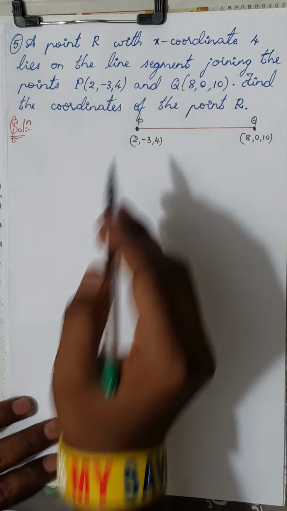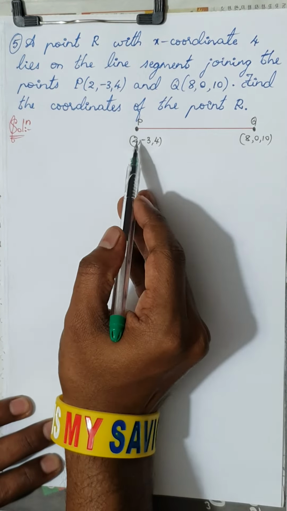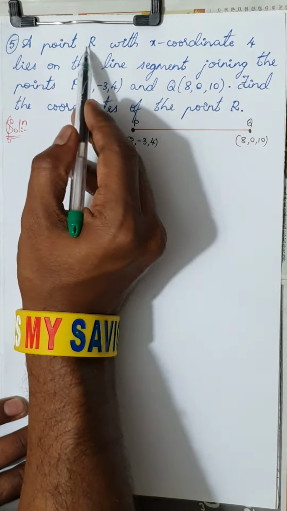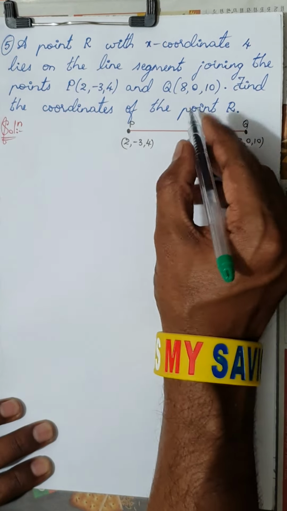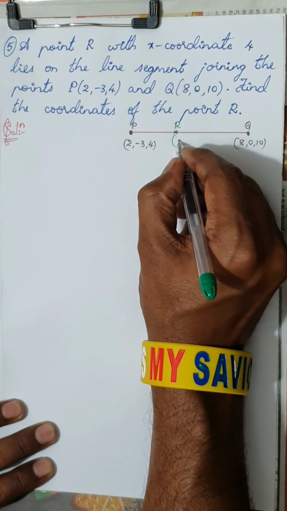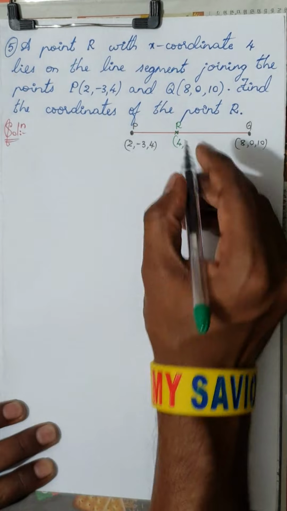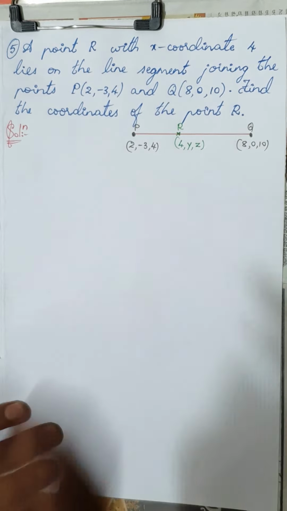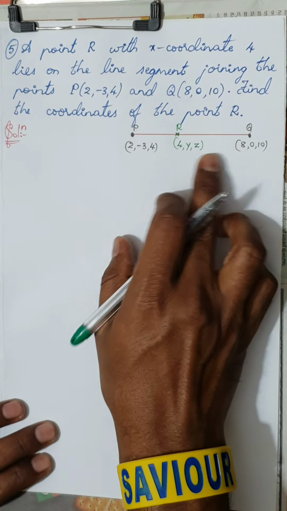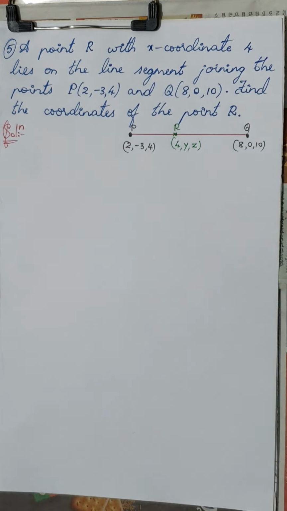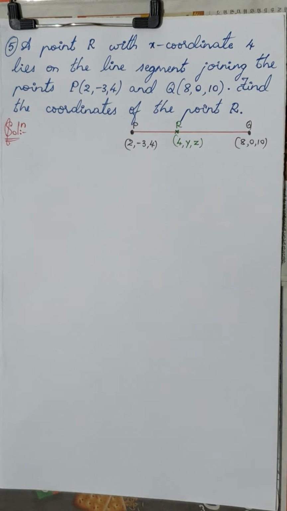So consider the line segment PQ joining P, that is (2, -3, 4), and Q is (8, 0, 10). Okay, so the point R, whose x coordinate alone is given, lies on the line segment. We don't know where it is, so let me assume R is somewhere here. So only its x coordinate is known, 4; the y coordinate and z coordinate we don't know. So let us consider the y coordinate and z coordinate simply as y and z. If you want, you can consider y and z, or some people consider it as small b and c. It's up to you. I prefer considering y and z.